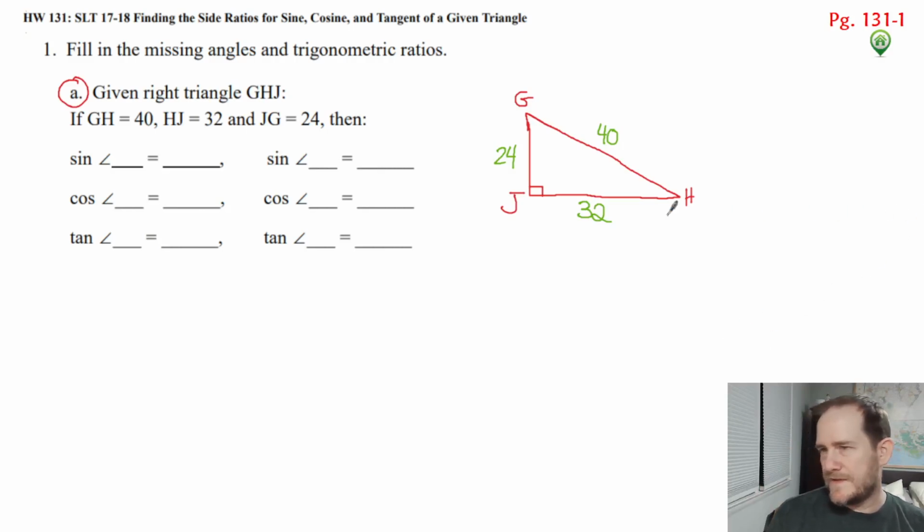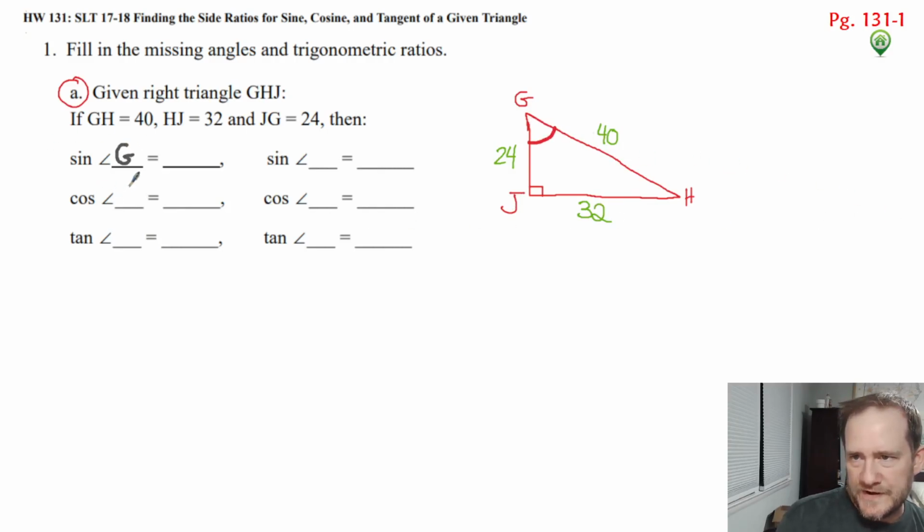So that's the reason that they didn't even tell us what the angles were. They wanted us to figure out who were the two acute angles. And we see one of them is G. So we want to do the sine of angle G and the cosine of angle G and the tangent of angle G. And then the other angle is angle H. And we want to be doing the sine of angle H and the cosine of angle H and the tangent of angle H.